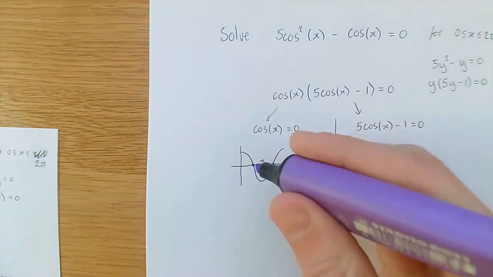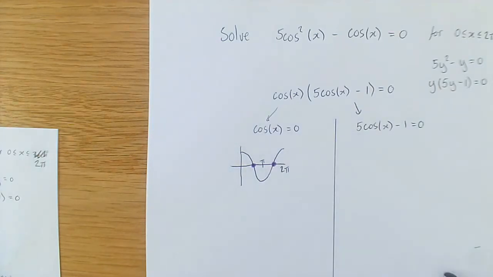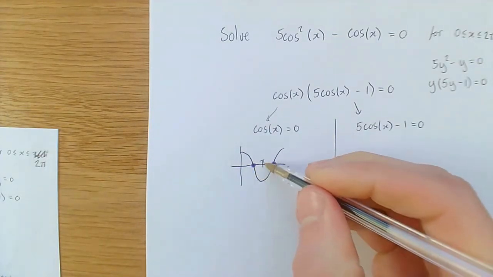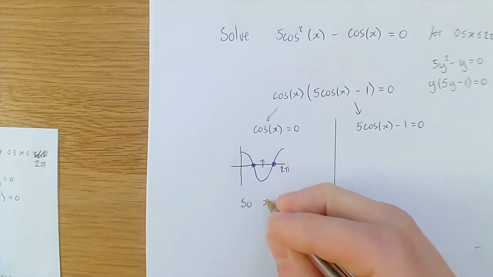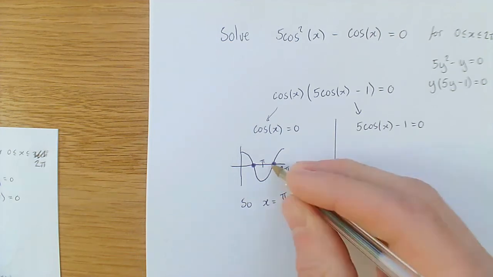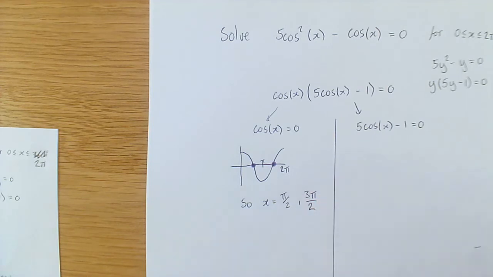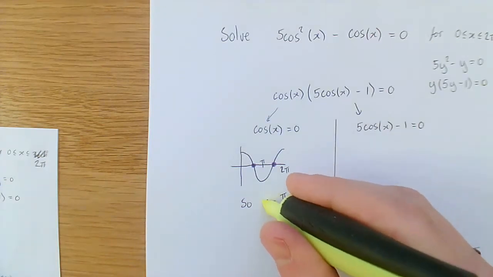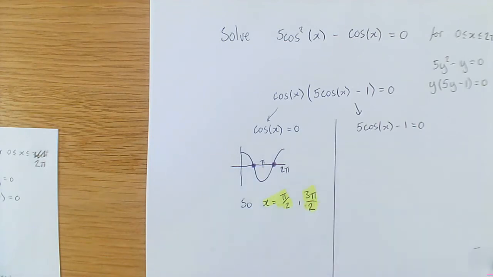Where are we at 0? There and there. You might scratch your head for a second with this, but that's 90 degrees. It's halfway to 180, so that is pi over 2, and 270 degrees, which you hopefully start remembering, is 3 pi over 2. So there we've got 2 solutions to our equation in radians. So we've got pi over 2 and 3 pi over 2.